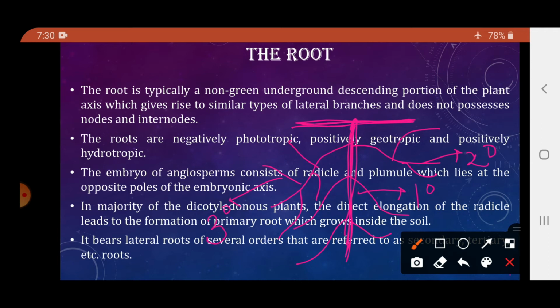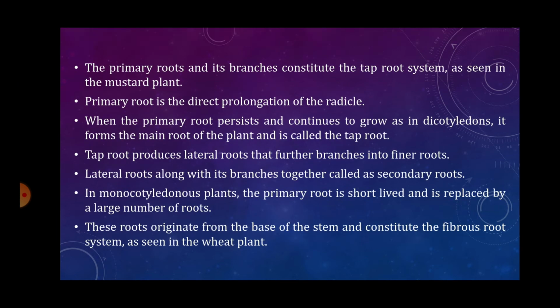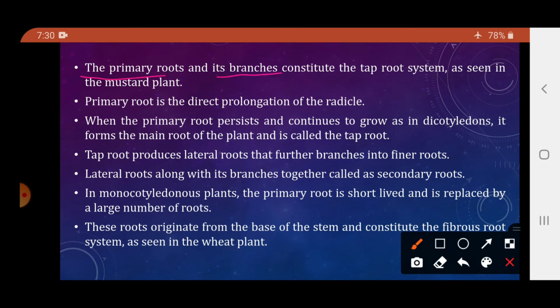So basically रेडिकल का इलोंगेशन से जो रूट बनता है, that is the primary root. प्राइमरी रूट्स के ब्रांचेस are the lateral roots. So those branches may be secondary branches, they may be tertiary branches, they may be quaternary branches, etc. So the primary root has the lateral roots of several orders which are referred to as secondary, tertiary, etc. roots. Now, the primary root and its branches constitute the taproot system.